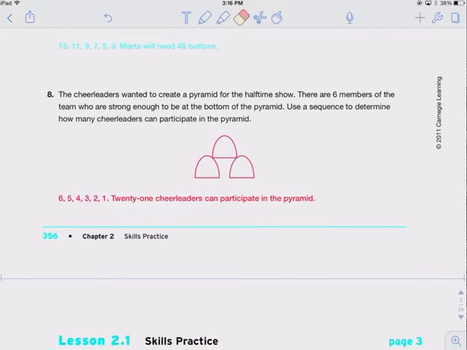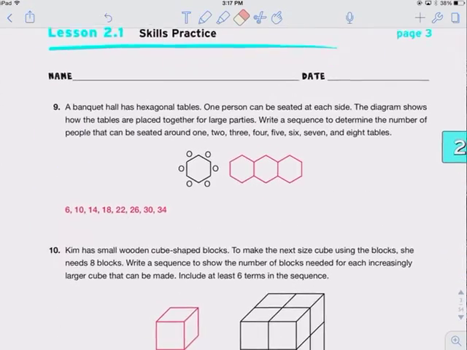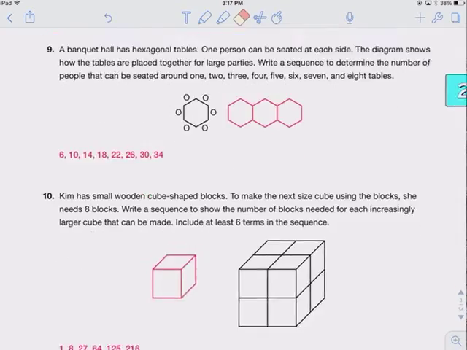Okay, so it starts with 6. You know how a pyramid goes, right? Every time they go up the pyramid, it's one less person. If you start out with 6, the next one is 5, 4, 3, 2, 1. And then you add them all up to make a pyramid. They want to know how many cheerleaders can participate in the pyramid. I'll leave you to the answer to this.